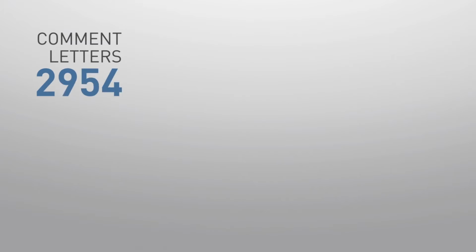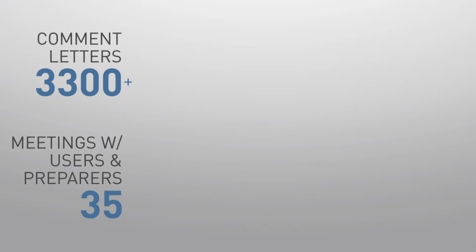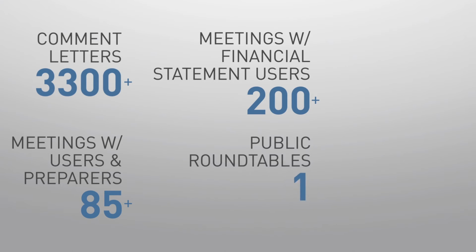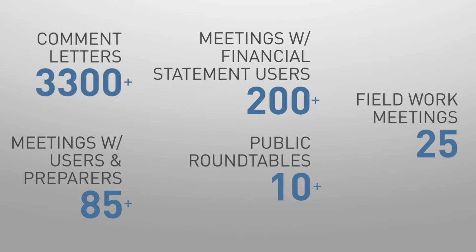The FASB engaged in extensive outreach with stakeholders when developing the credit losses standard. As part of the process, the board considered more than 3,300 comment letters. The board also participated in a number of outreach activities. These included more than 85 meetings and workshops with preparers, meetings with more than 200 users of financial statements, more than 10 roundtables with more than 100 representatives, and 25 fieldwork meetings with preparers from large and small financial and non-financial institutions.